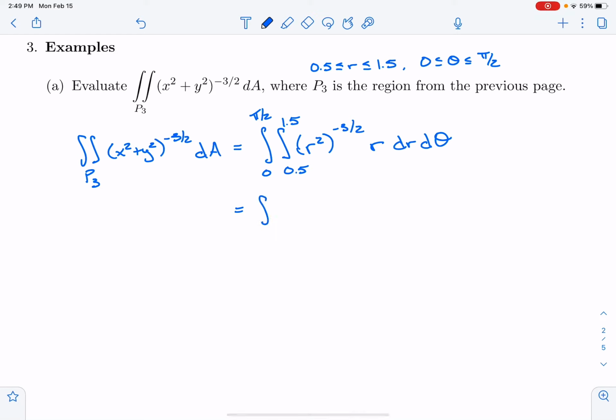So we're going to rewrite this integral as the integral from 0 to pi over 2 d theta, times the integral from 1/2 to 3 halves of r squared to the minus 3 halves, well, in fact, that's going to be r to the minus 3 dr. Okay. Now, we can first do the integral d theta from 0 to pi over 2. That's a simple integral. It's just going to be pi over 2. And then we're going to want to anti-differentiate here. So this is going to be minus 1/2 r to the minus 2 evaluated between 1/2 and 3 halves.